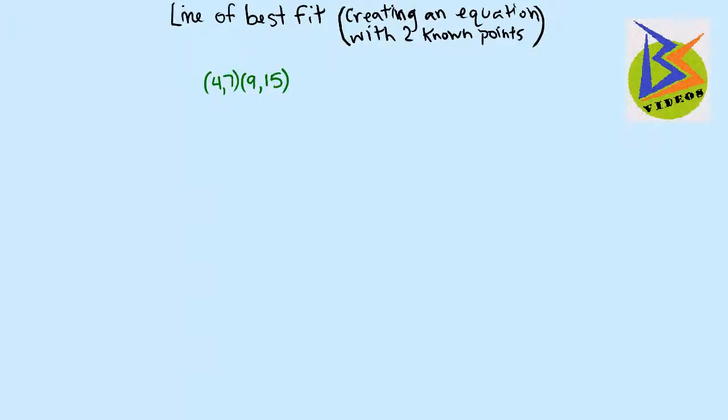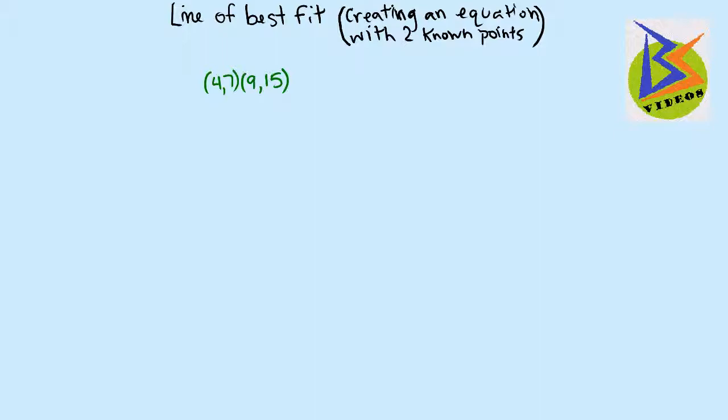In this video we're going to look at a skill that we talked about when we were talking about equations, but it also applies to when we're talking about scatter plots and looking for the line of best fit. So let's assume that we have drawn our line and we now have the 2 points from it of (4, 7) and (9, 15). And so we're going to talk about how to create an equation with these 2 points.